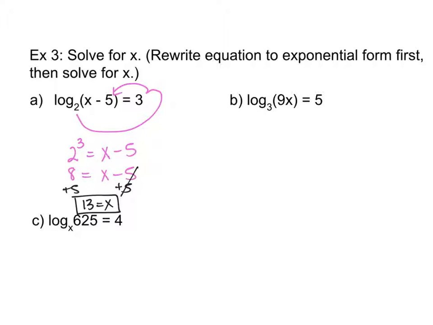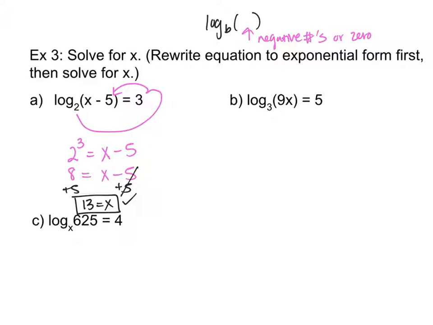Now, hold up. This is a log problem, so make sure that you double check whether this statement is true. You want to plug 13 back in to see that it doesn't give you any negative numbers. If you plug 13 back in, 13 minus 5 gives you positive 8. So it looks like 13 checks out. Remember, with logs, whatever the base is, you don't want the inside to be a negative number or 0. If it is, then there's no solution, or it's undefined.